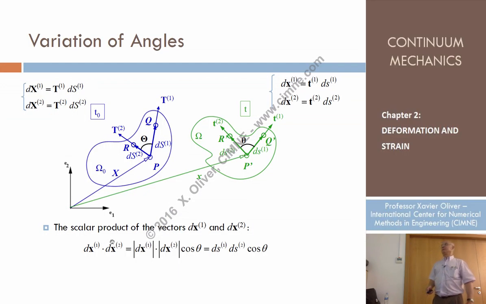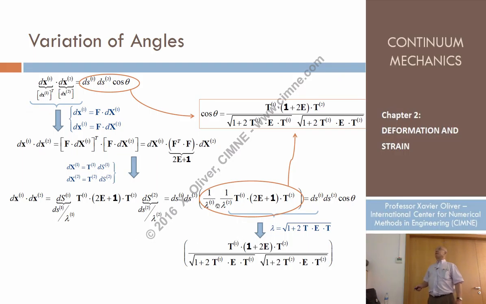So finally, after this algebra, we obtain the following. Just by canceling differential of s1, differential of s2 here, we see that cosine of theta is all that, which in turn is all this.